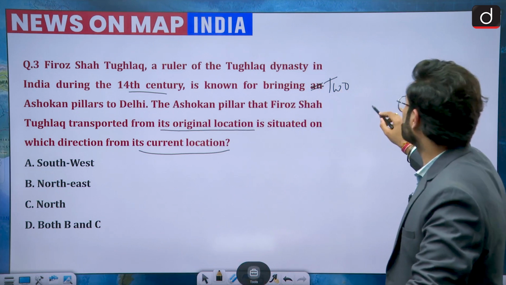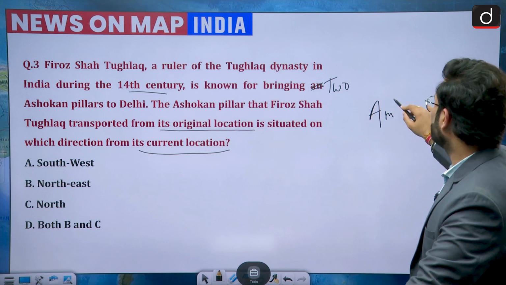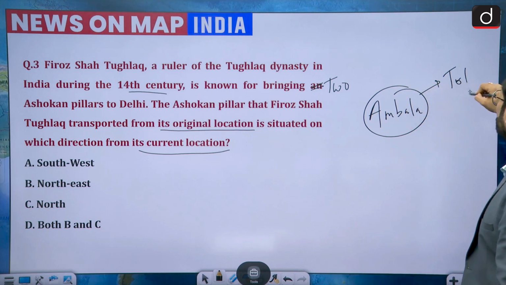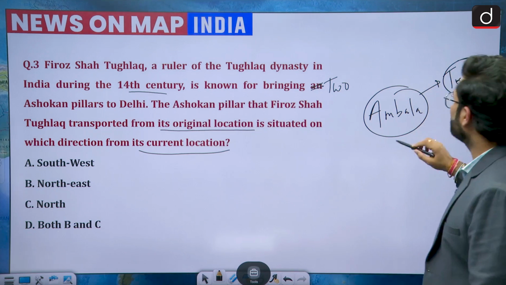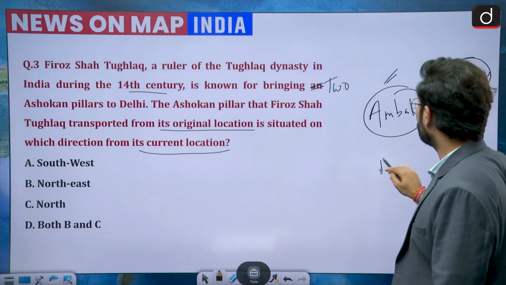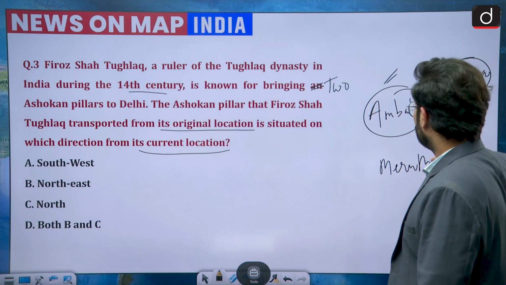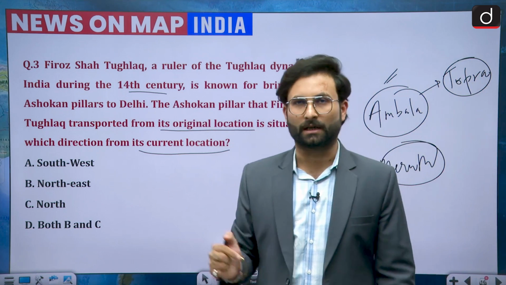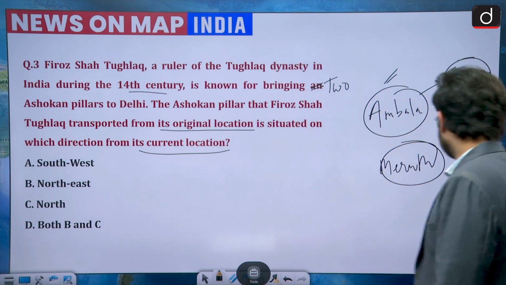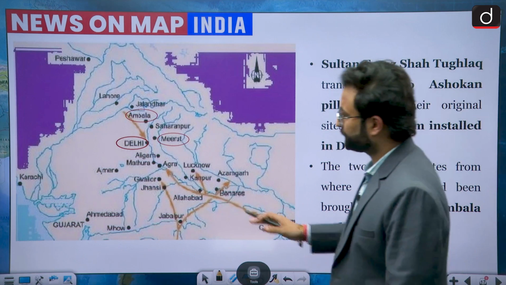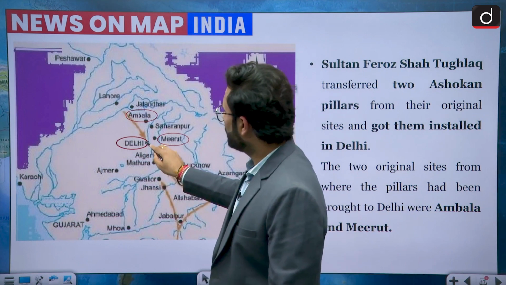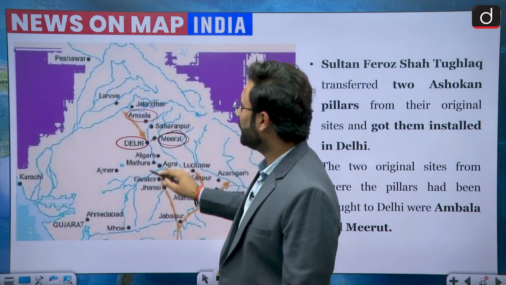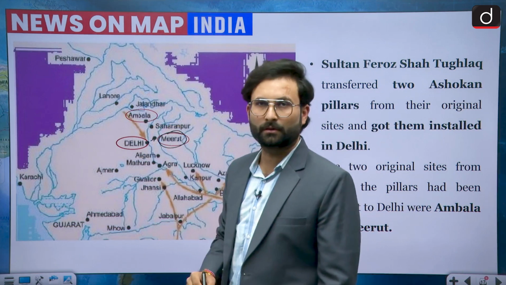So there were 2 pillars which were brought by Firoz Shah, one from Ambala, that is, you must have heard of the Topra pillar inscription, that is taken from Ambala, and then there was Meerut, from where these 2 Ashokan pillars were brought to the Firoz Shah Kotla in Delhi, okay. So let's have a look at the map. Here you can see this is Delhi, and then in the northeast region you can see there is Meerut, and then Ambala is on the northern part, okay.